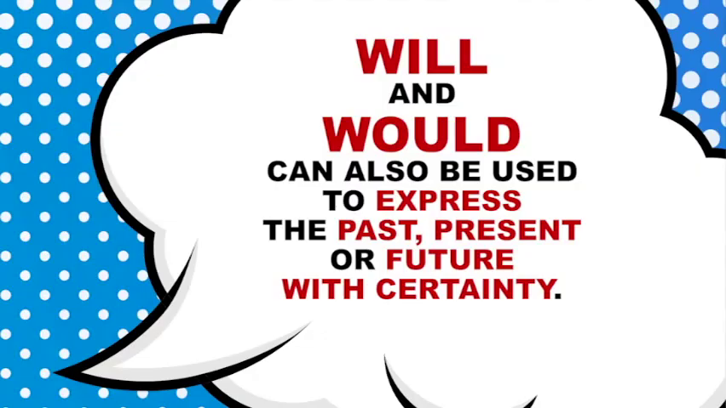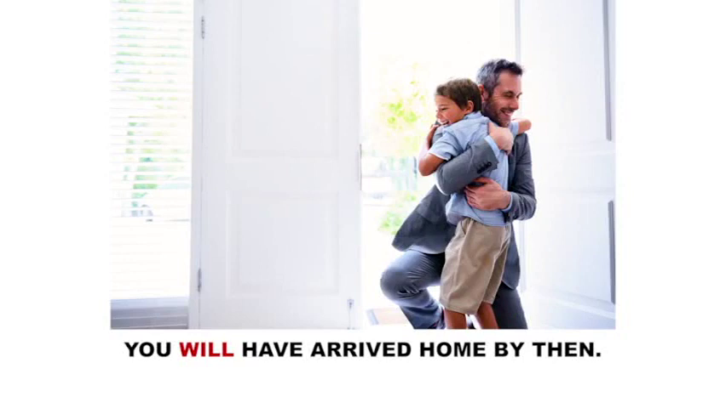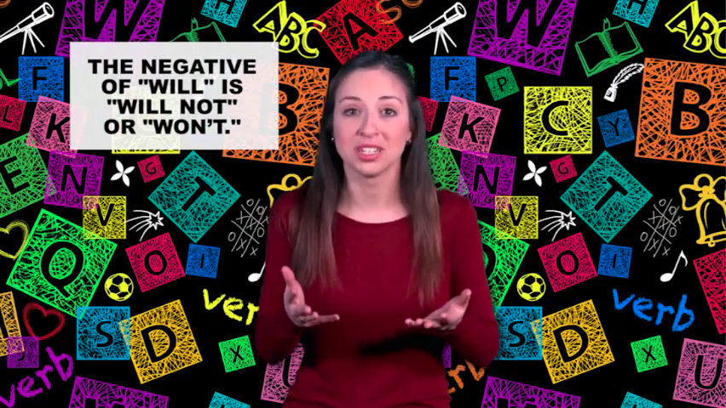They can also be used to express the past, present, or future with certainty. This means that you are sure that it did happen, can happen, or will happen. If I say, you will have arrived home by then, I am expressing certainty that your arrival home by a certain time will happen. The negative of will is will not, or won't.